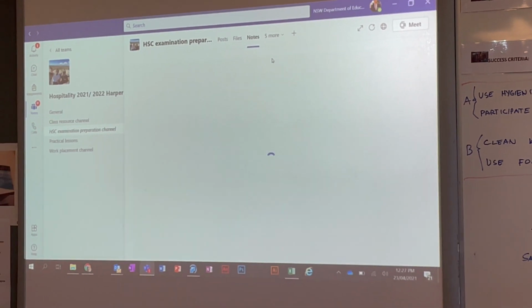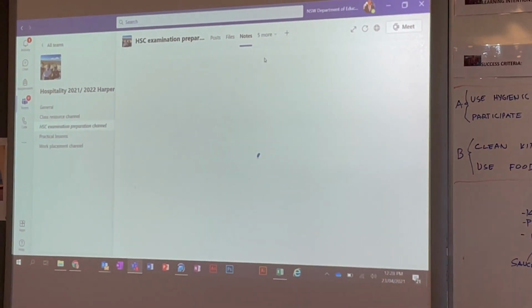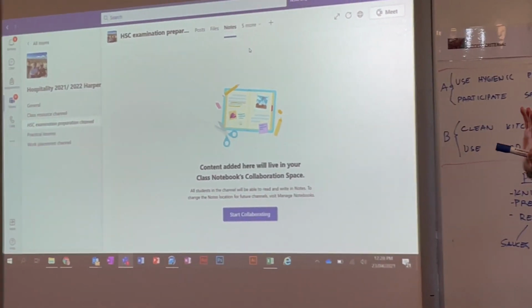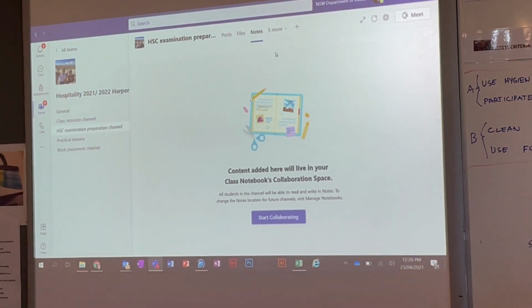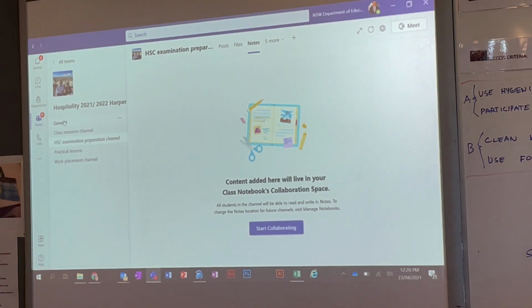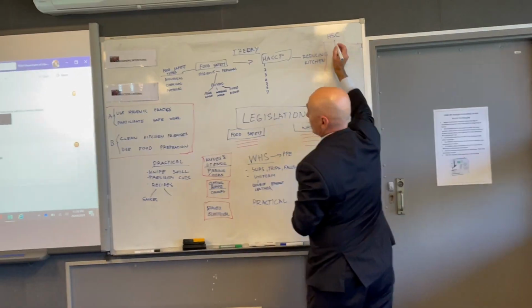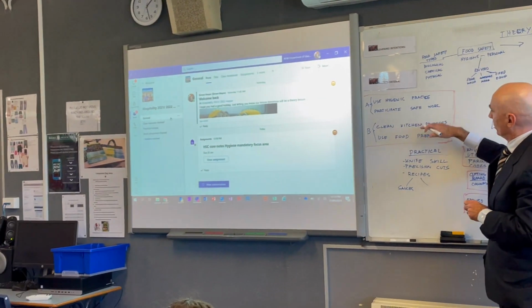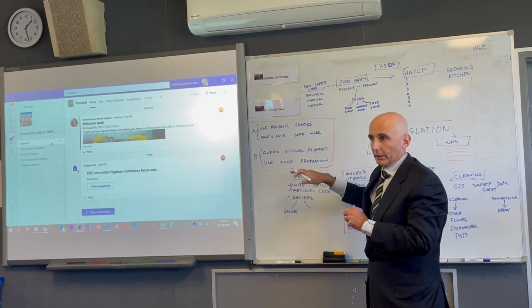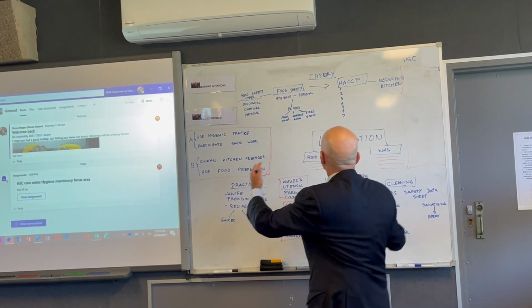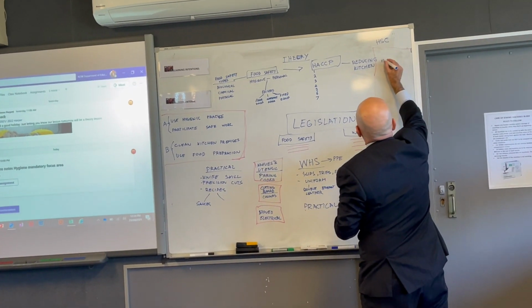Now I've taken some of the bits and pieces out of it just to make it a little bit easier. Now, don't worry, actually I haven't put it in there yet, but I will. So basically we have cores and electives. These are all core, but we have electives coming up. So we do the electives for the TAFE side, but up here you have a hygiene core.